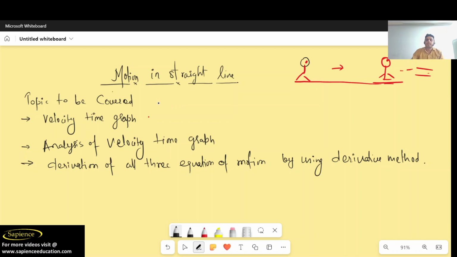Good evening everyone. This is the third part of the video on motion in a straight line.